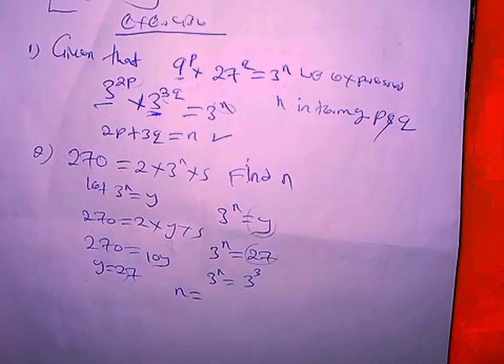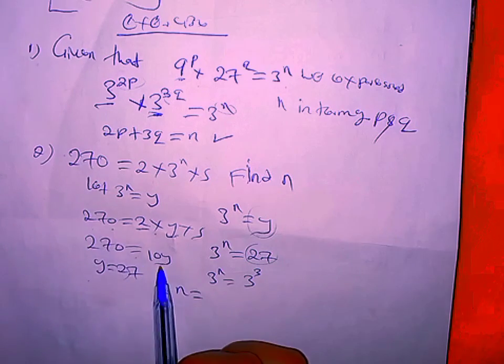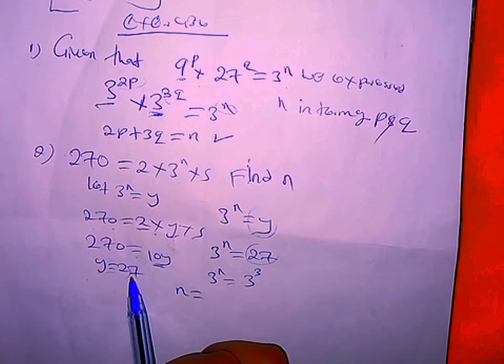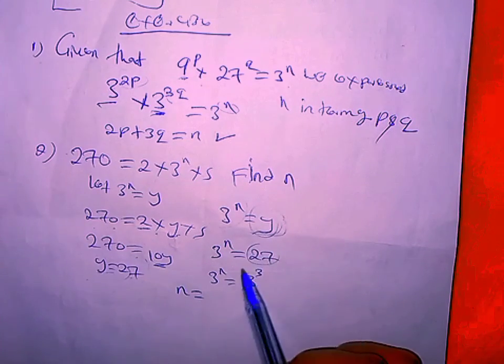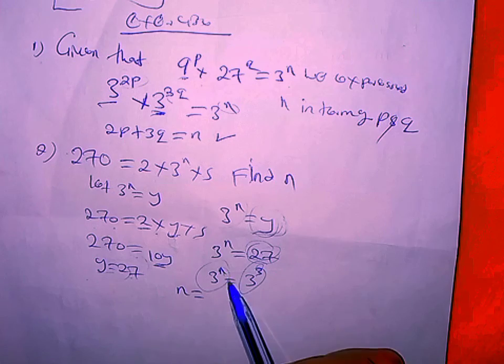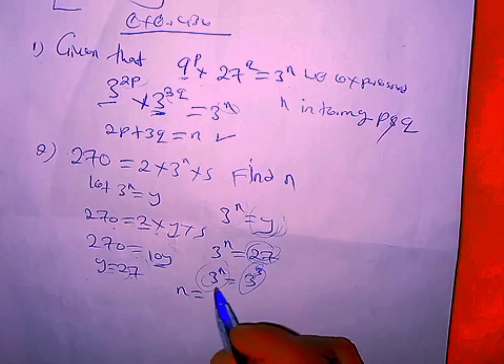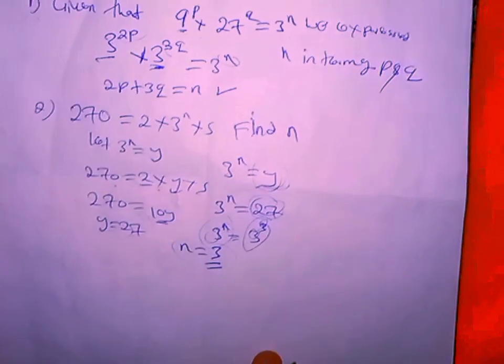So our n is 3. We have assumed that 3 raised to n is y. So 3 power n equals 27. So 3 power n equals 3 power 3. Then n equals 3. That is it.